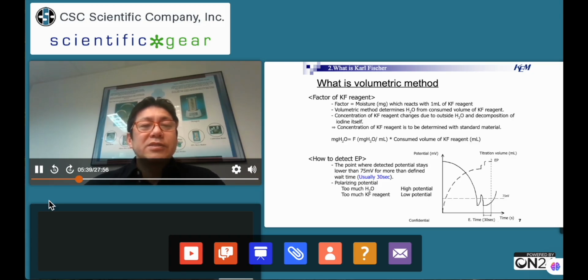Okay, and this is our information about volumetric. As I explained, in volumetric Karl Fischer we have to use a titrant called the KF reagent, Karl Fischer reagent. The important thing is that we have to know the strength of the Karl Fischer reagent per 1 ml. We normally call this the factor. To get a precise result, we have to determine the factor first, before sample measurement, and then move to the sample measurement.